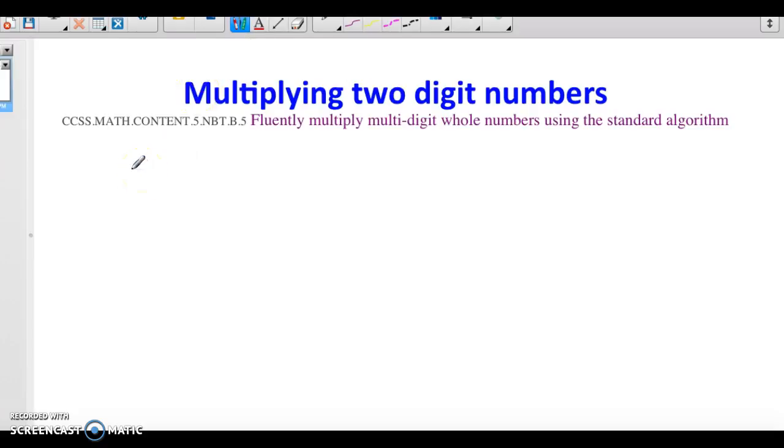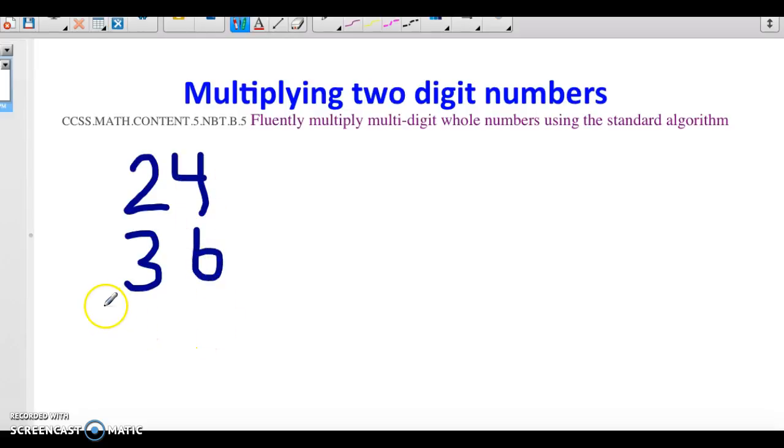So the number I'm going to put on top is 24. I have my tens and my ones place. And the number I'm going to put below is 36. All right, this way my ones place is matched up and my tens place. I then draw a line underneath the bottom number.